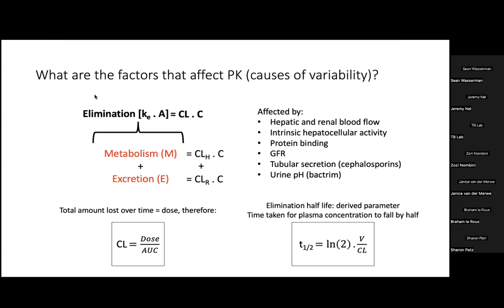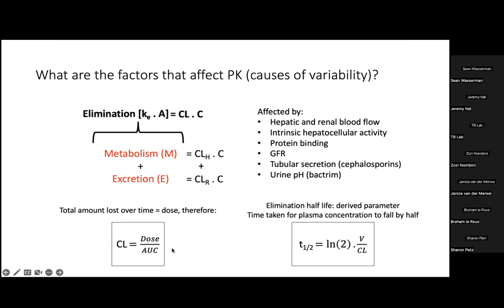And total elimination is made up of, as I've said earlier, metabolism and excretion. Most drugs are metabolized in the liver, so metabolism is hepatic clearance times plasma concentration, and excretion is renal clearance, because almost all drugs are cleared by the kidneys, times plasma concentration, and that makes up total elimination, which is clearly controlled by clearance.